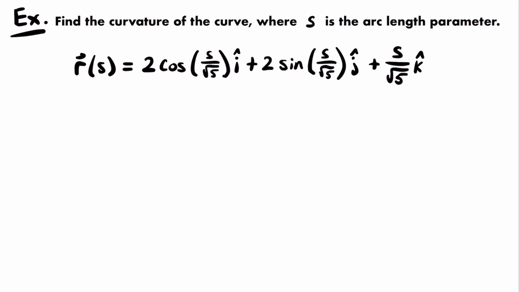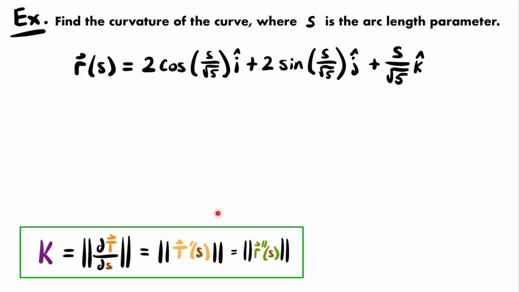All right, so just like with our previous example, our vector function is given to us already in terms of the arc length parameter. So there's really only one option here for what formula we should use. We want to use that definition of curvature. We're going to be using the same exact formula we used in the first example.